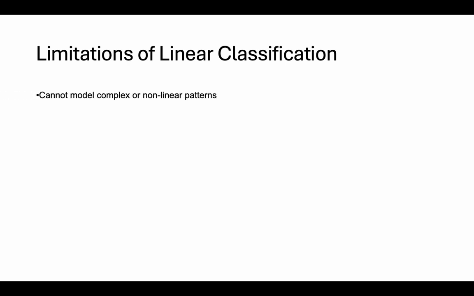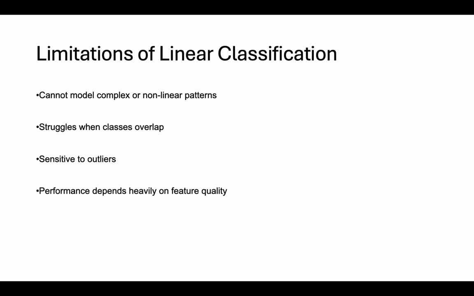Linear classification has important limitations to keep in mind. Because it relies on a straight decision boundary, it cannot capture complex or non-linear relationships in the data. It also struggles when the classes overlap too much, and it is sensitive to outliers that can shift the boundary in the wrong direction. The performance depends on the quality of the features, and in many cases, a richer representation is needed to obtain good results. These limits explain why more advanced models are often required for complicated real-world problems.